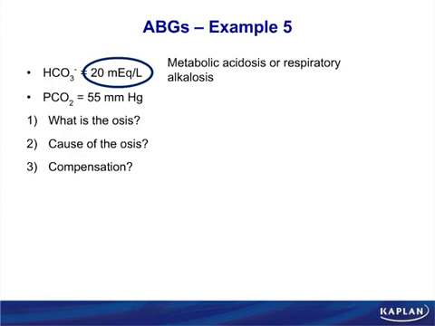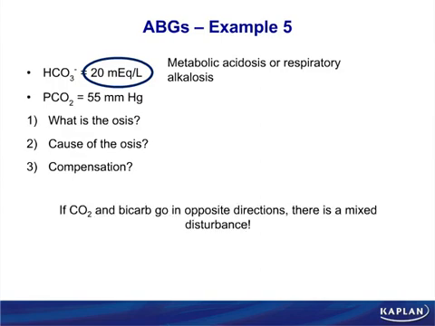I look at that CO2 and it's 55. Oh, well, this is clearly a respiratory acidosis on top of a metabolic acidosis. Remember, if CO2 and bicarb go in opposite directions, notice bicarb went down, CO2 went up. This is a mixed disturbance. So my final answer is a mixed metabolic and respiratory acidosis.